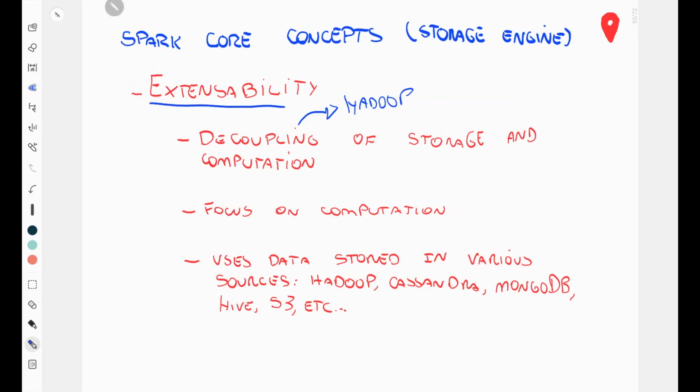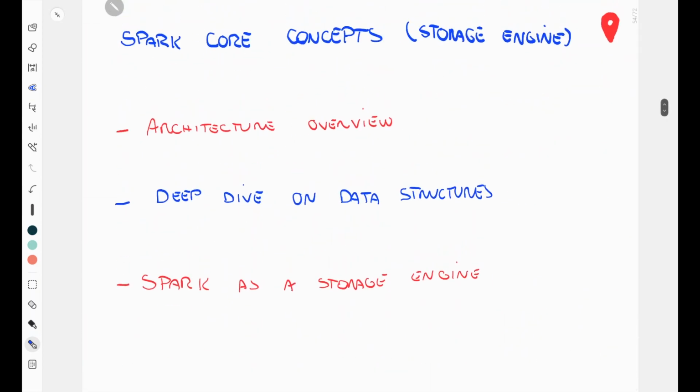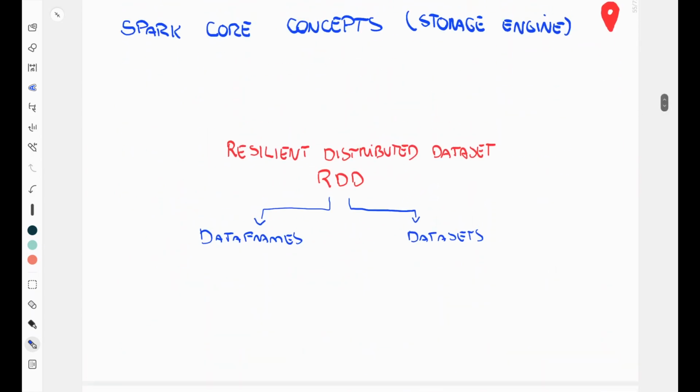So you make the extensibility of storage you can use available, and you have a much better computation tool. Okay, now deep diving on data structures.